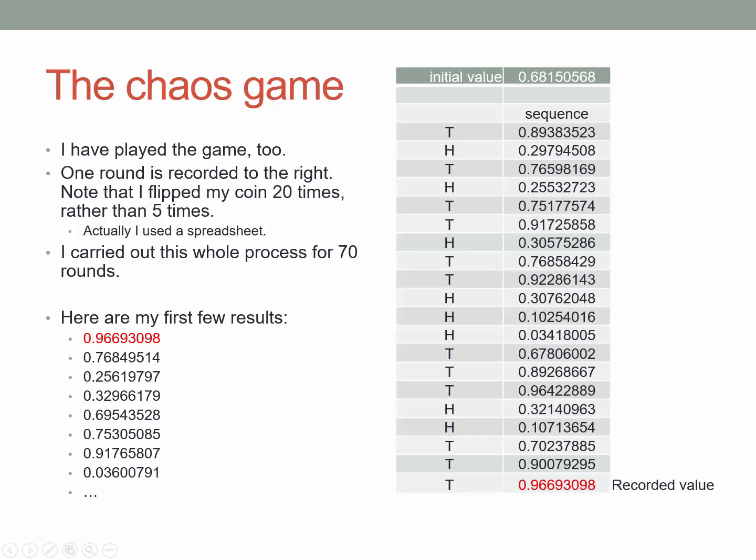Also, because it was so easy for me to do this so repetitively, I carried out this whole process for 70 rounds. That is to say, I followed the procedure over on the right 70 times. Picked some initial value, flipped the coin 20 times, and then recorded the result at the end. The very first one that I got is this 0.9669, etc., which you see over on the right as the last number, and also you see it in my list of results as the very first result. Following that, I'm showing you some of my other results. Now, I did that 70 times, so I generated 70 numbers in this way.